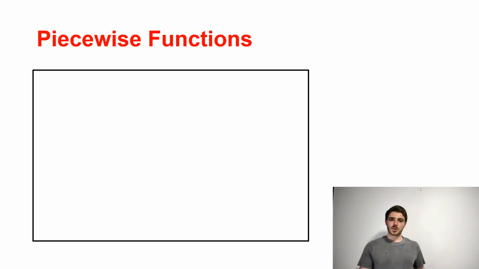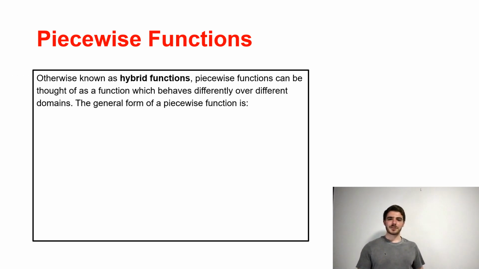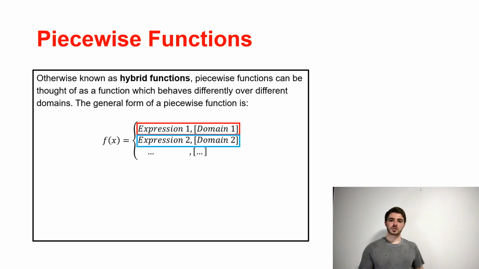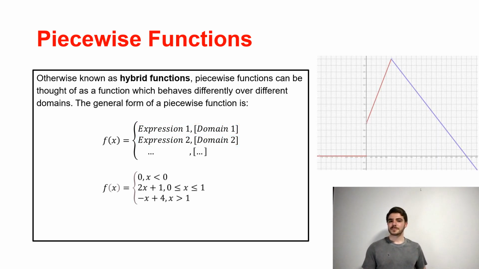Piecewise functions are quite unique. These kinds of functions have a unique expression for different parts of its domain. The general form of a piecewise function is written as follows. As usual, we have to give it a name and we have to declare the input variable. This is then followed by a series of expressions and their corresponding domains. For example, consider the following piecewise function.